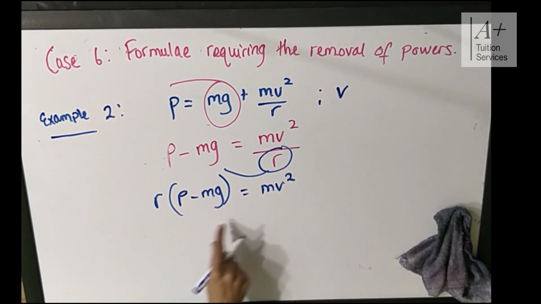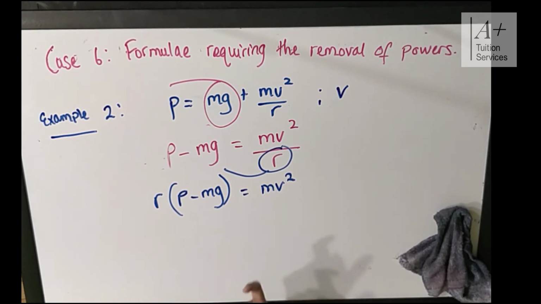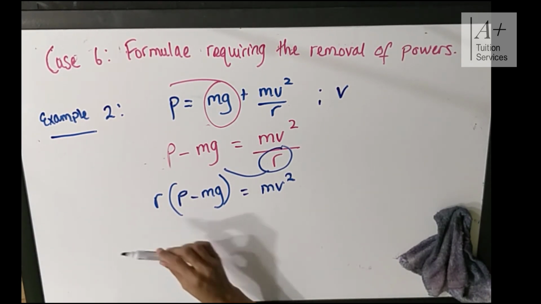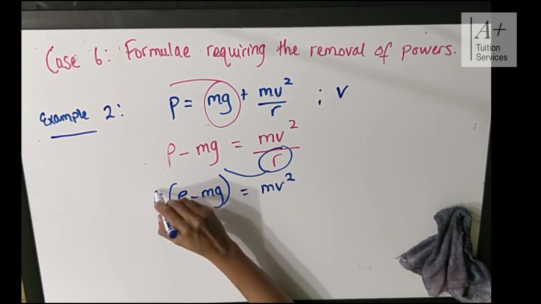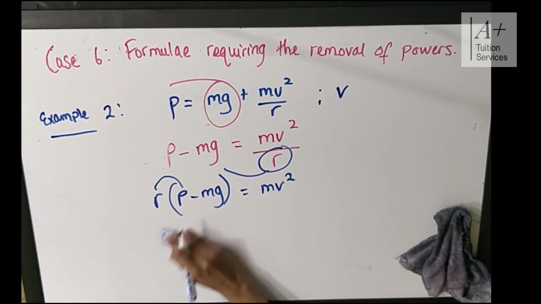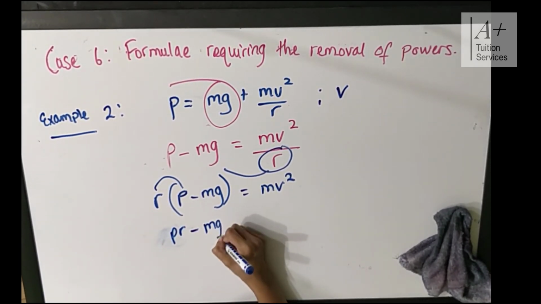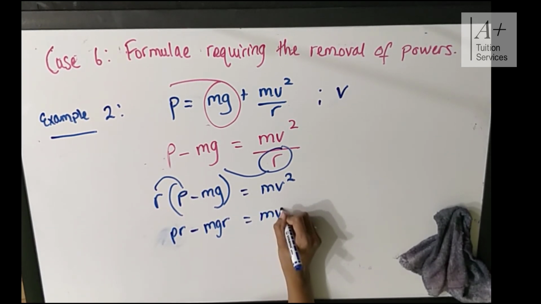But before we get into anything further, I want to expand this bracket. And remember, when we expand a bracket, we multiply everything that is on the outside by what is on the inside. Okay? So R multiplied by P will give me RP. Well, put first letter first, so we'll get PR. And then we'll have mgR is equal to mv squared.